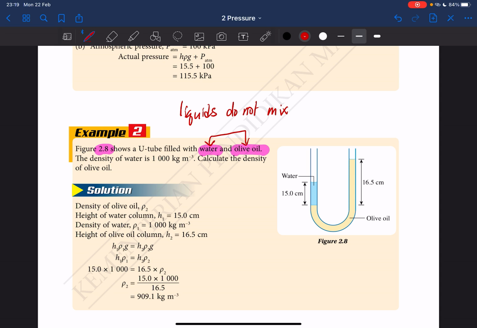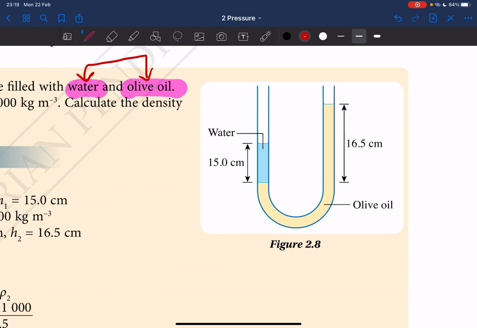That is why you can see on the figure here that, even though we know water is denser than oil, the water is on top of it. Why? Because they don't mix. And because the amount of the oil is greater than water, the oil is pushing the water upwards. How come the oil pushes the water upwards? Because they do not mix. It's water and oil.